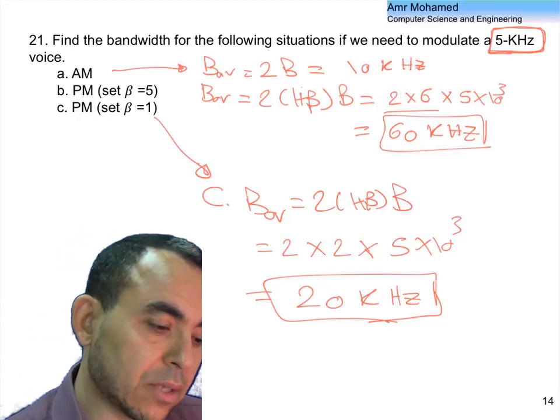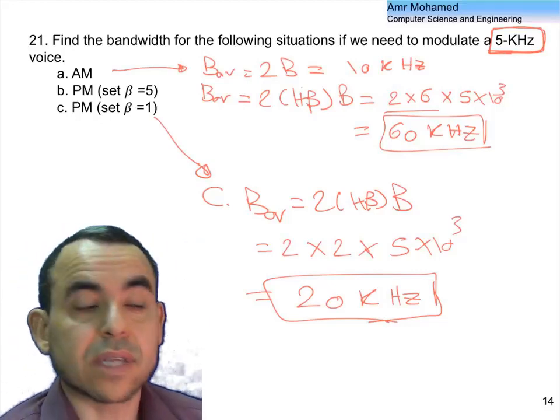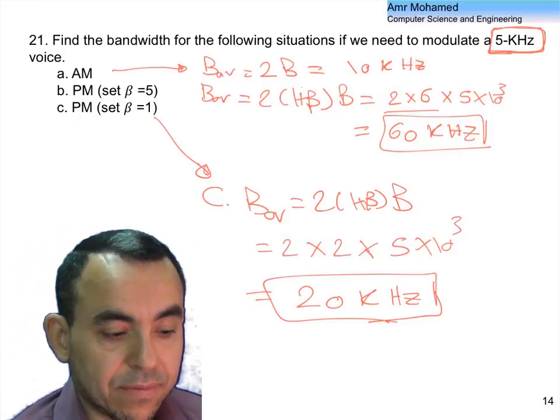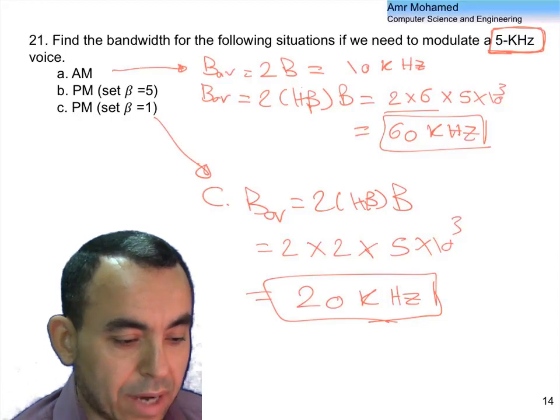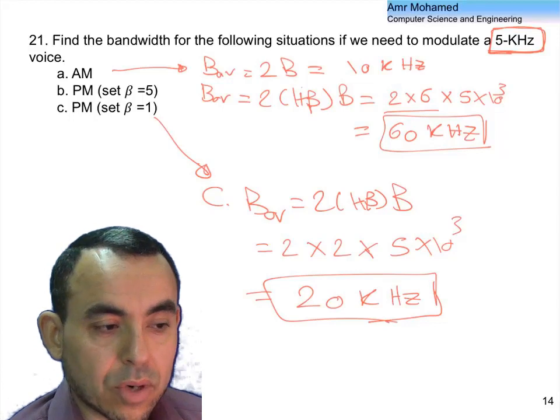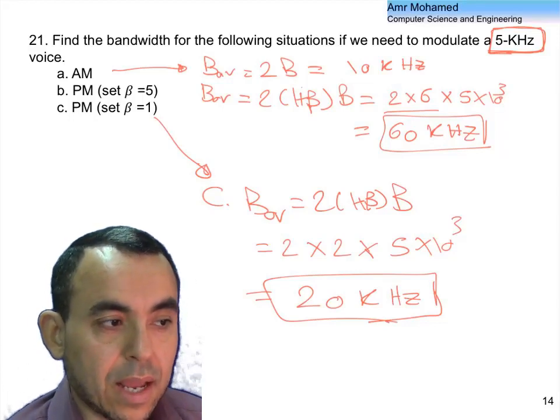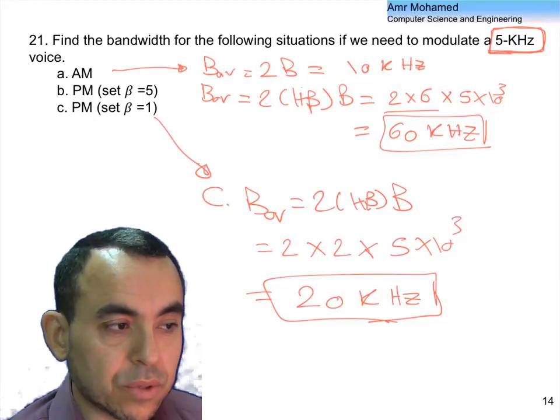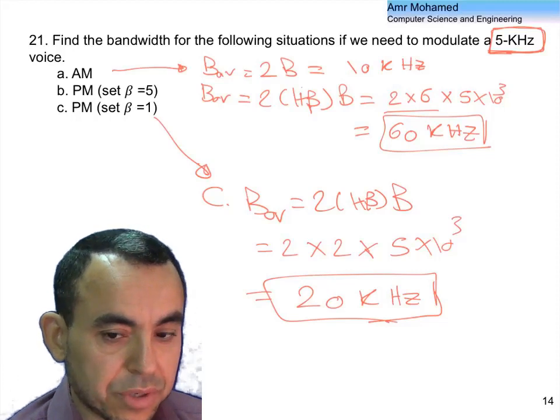So that concludes this set of exercises. And one last piece of advice here is to practice these exercises a lot, go through the homework and try to solve all the problems, and do not get confused between the different equations in each part.